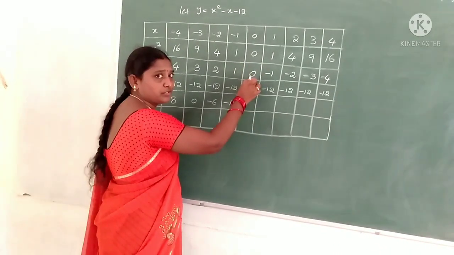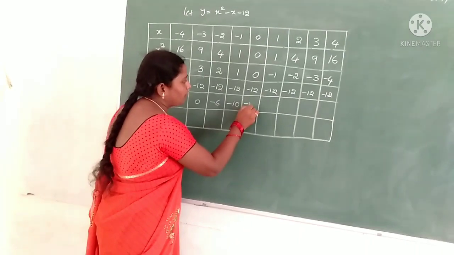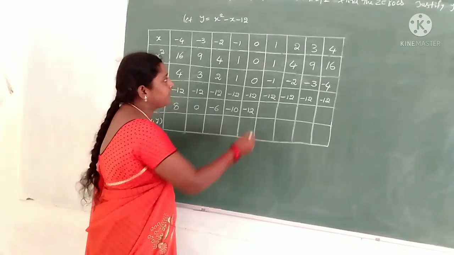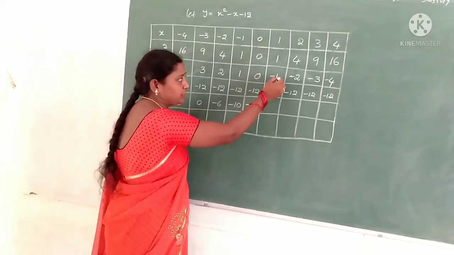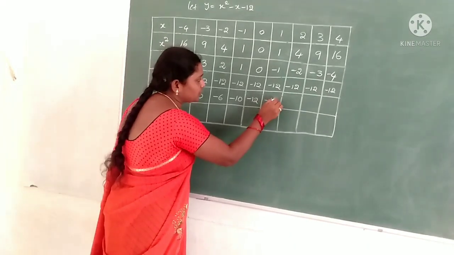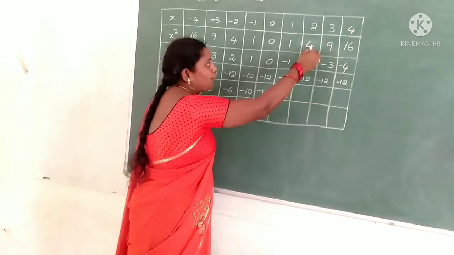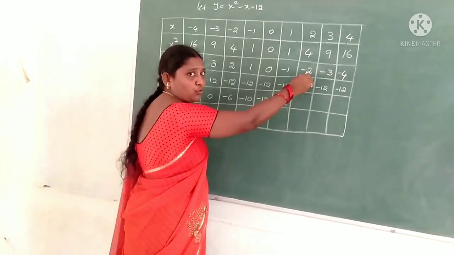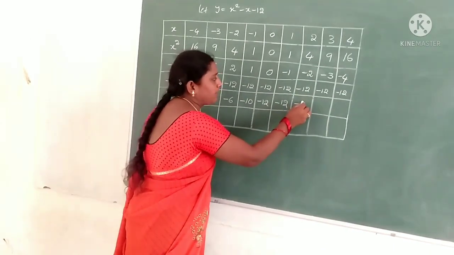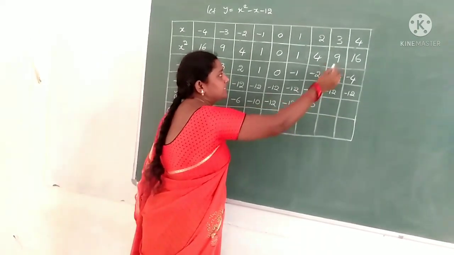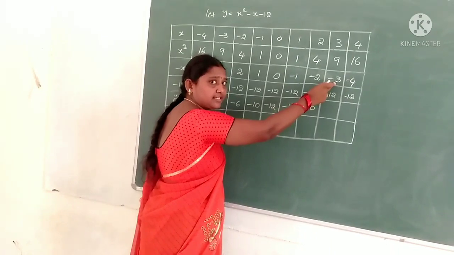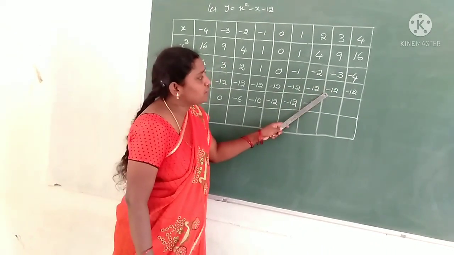Next 0, 0 minus 12. We get minus 12. Next 1 minus 1 is 0. 0 minus 12 is minus 12. Next 4 minus 2 is 2. 2 minus 12 is minus 10. Next 9 minus 3 is 6. 6 minus 12.